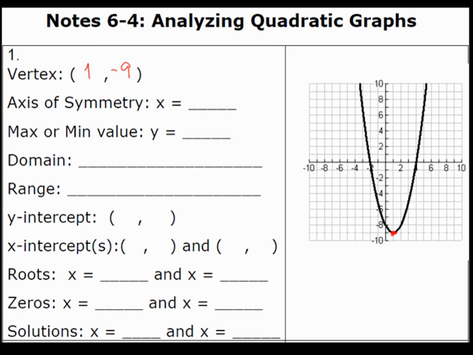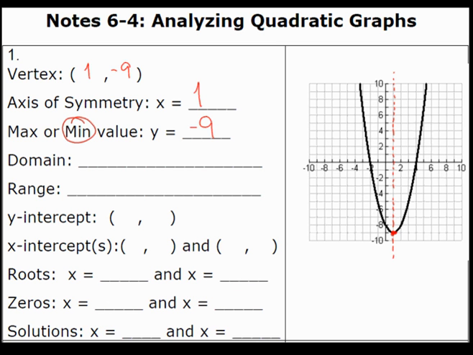Now my axis of symmetry is the line that divides this graph in half so that it'll reflect over onto itself. This axis of symmetry in this case, remember, is always the same as my x value of my vertex, so it's x equals 1. Now since this graph is opening upward, I have a minimum value. That's the lowest point that the graph will go. The minimum value is the same as the y coordinate of my vertex.